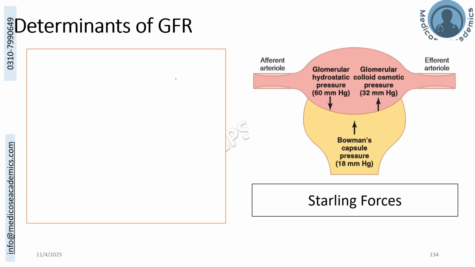So starting from the determinants of GFR, as this is filtration across the capillaries, we have discussed in our first session that filtration across the capillaries is governed by two factors: the permeability of the capillary as well as the net filtration pressure. The same applies to the glomerular capillaries as well. The net filtration pressure and filtration coefficient are going to decide the filtration across the glomerular capillaries.